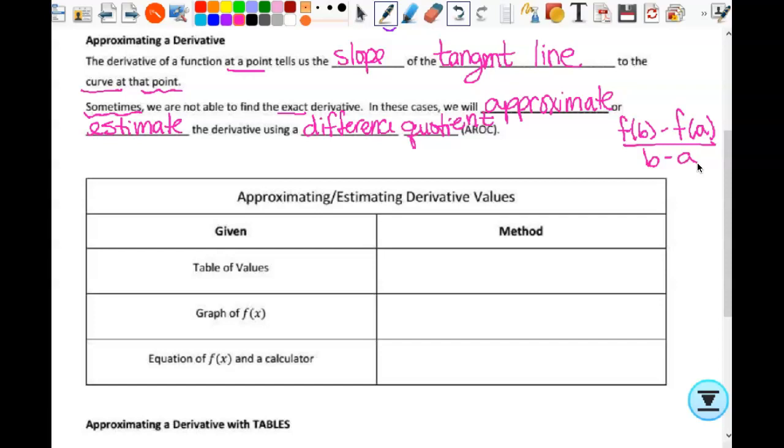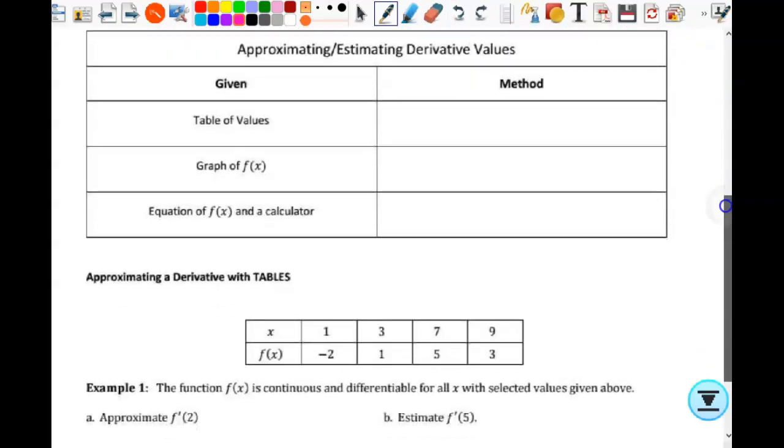And we're approximating it because we're having to use 2 points instead of just 1. And when we did the limit, and we use the difference quotient like that, the limit gave us the exact. We weren't approximating. If we're not taking the limit and we're literally just substituting in numbers, that's when we're approximating. Okay? We okay with that? All right. So here's how we can approximate or estimate the derivative values.